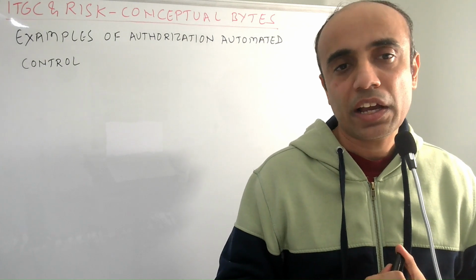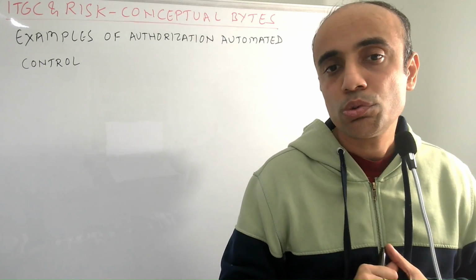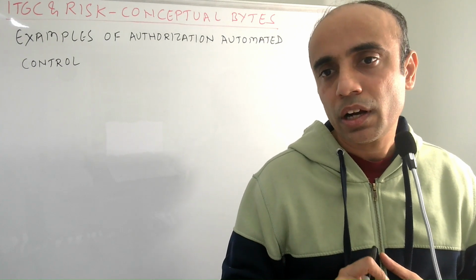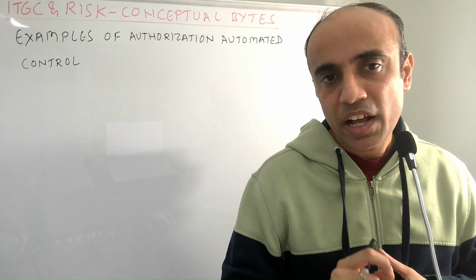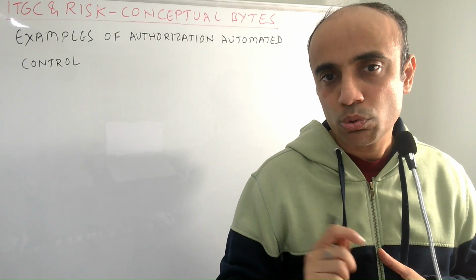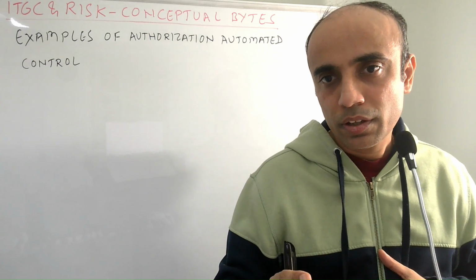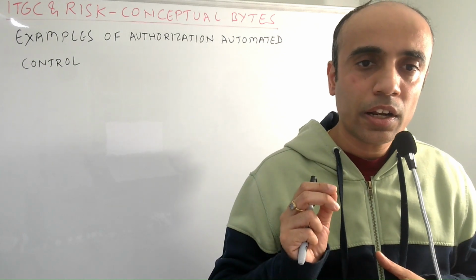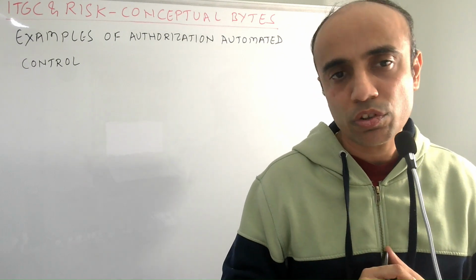Next, an accounting application enforcing segregation of duties that a user assigned to accounts receivable cannot modify accounts payable. Another classical example from the finance world wherein SOD is enforced between a user who is assigned to accounts receivable and cannot modify accounts payable. That enforcement of SOD in an automated way by the accounting application is an example of an authorization automated control.